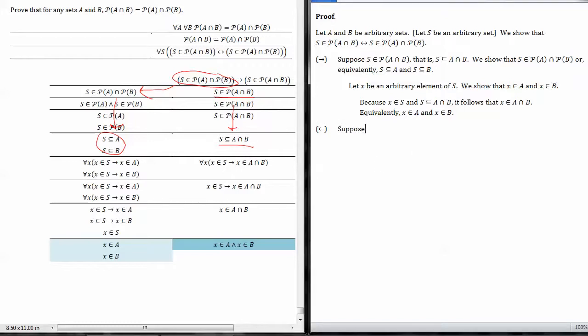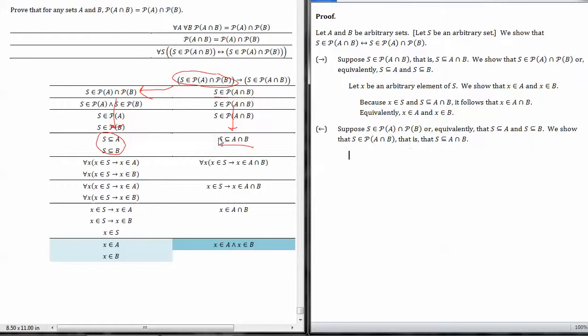So I'll say suppose S is in power set of A intersect power set of B, or equivalently that S is a subset of A and S is a subset of B. And then for our goal, we're going to show that S is in power set of A intersect B. That is, that S is a subset of A intersect B.